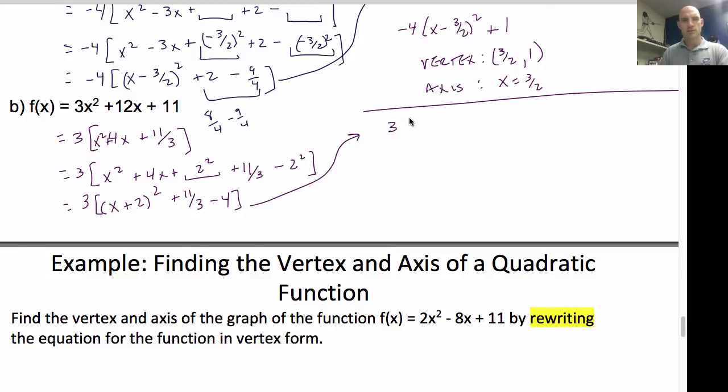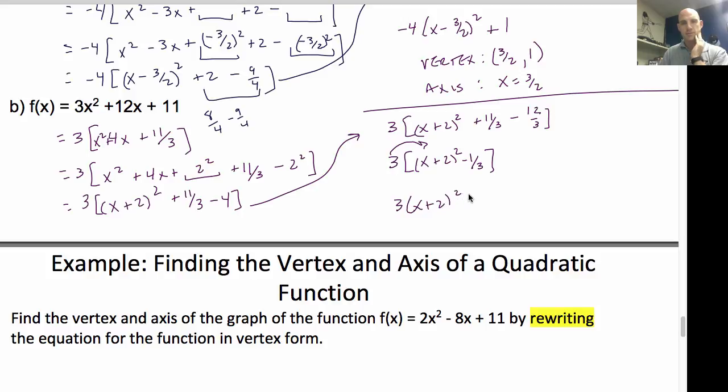If I hop this up here, draw myself a little line. I've got 3 times x plus 2 squared plus 11/3 minus 12/3, right? And so this becomes 3, I'll do the in-between step, minus 1/3. 11/3 minus 12/3 is minus 1/3. And so when I distribute this 3 in, I've got 3 times x plus 2 squared minus 1, because 3 times 1/3 would be 1, so minus 1. So my vertex is at negative 2, comma negative 1.